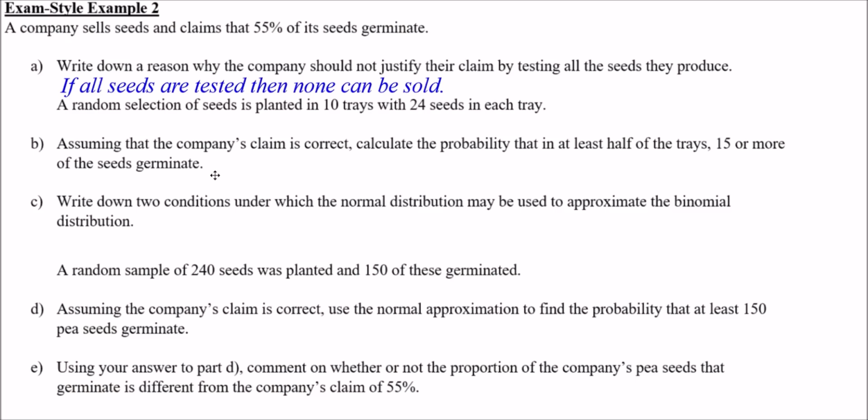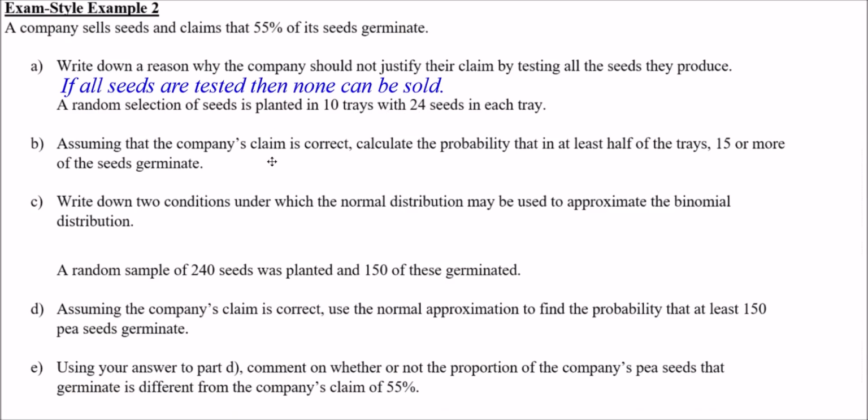So here we're actually talking about two different things. The first thing is just for one tray. If you just think about it for one tray, each tray has got 24 seeds in it. Each seed will either germinate or not, so this is going to be a binomial question. A seed germinates or not. We know how many seeds there are, with only two outcomes.